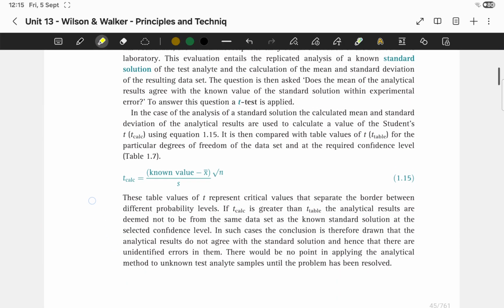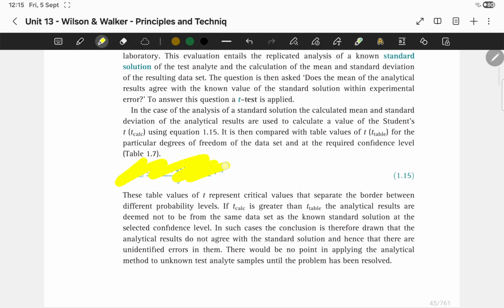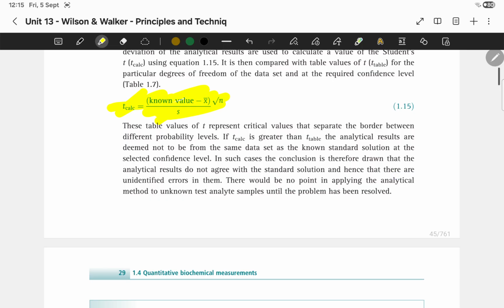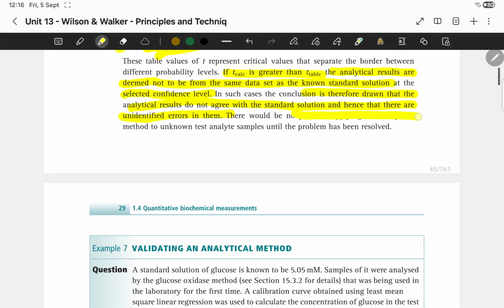So t calculated is equal to known value minus mean, times the square root of n, upon standard deviation. Critical values are the border between the difference levels. If t calculated is greater than t critical, then the results are deemed not to be from the same data. The conclusion is therefore that something is wrong with the standard solution, and that there are unidentified reasons. Do not apply the analytical method to test samples until the problem has been solved.